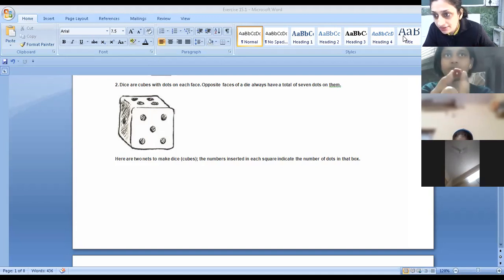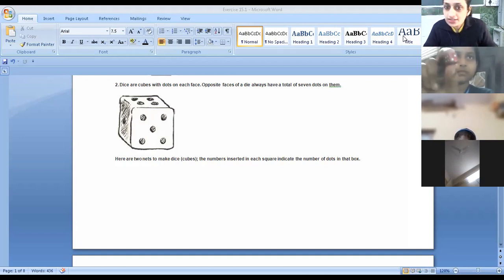Now show me another side. 5. The opposite side of 5 is 2. So 5 plus 2 is 7. Got it, children? Now another side, 3, and the opposite side of 3 is 4. 4 plus 3 is also 7.